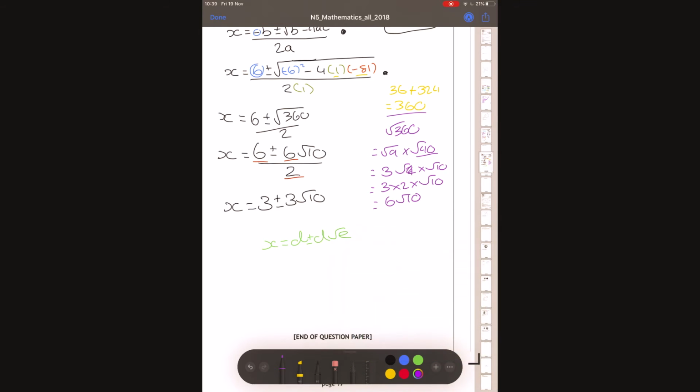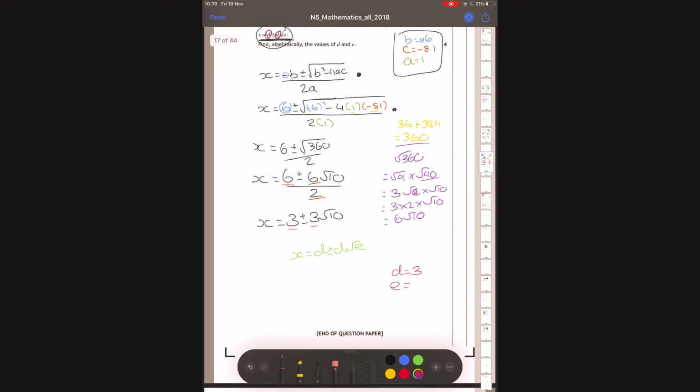So d, use pink. So d is equal to what? Well, d is equal to 3, and e is equal to what? e is equal to 10.